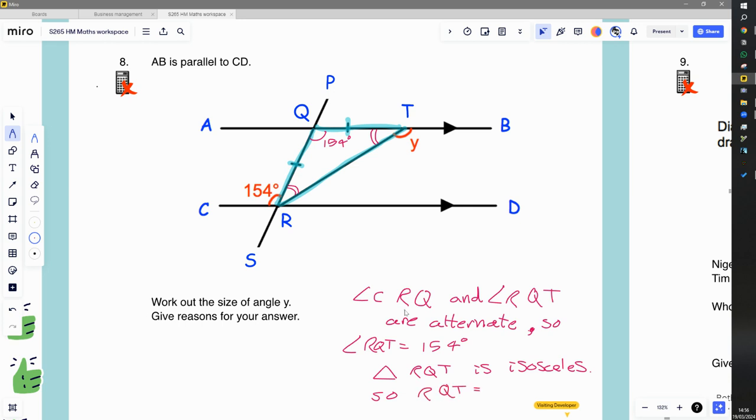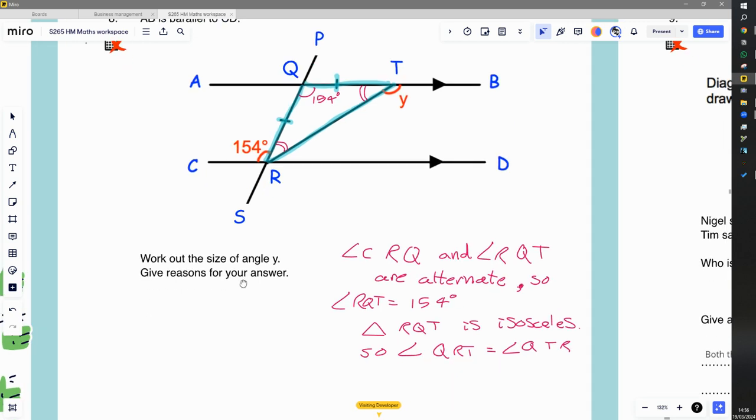And then we can say angle RQT equals, hang on a second, no, it's not RQT, that's wrong. That's not the one I wanted to talk about. I wanted to put QRT. So angle QRT equals angle QTR, which is what I've demonstrated there.